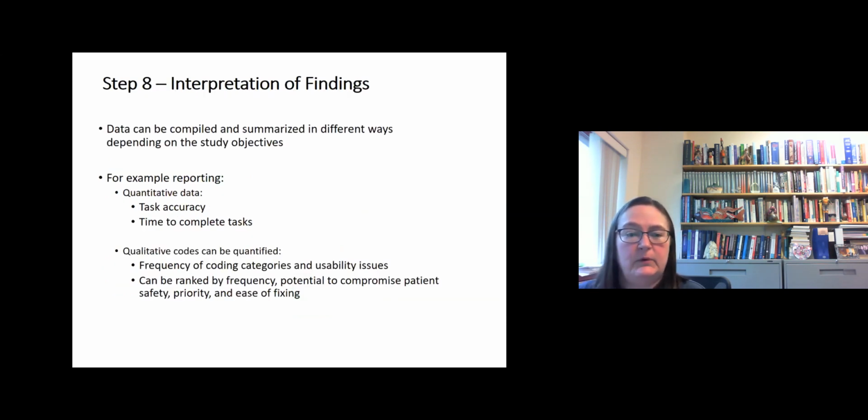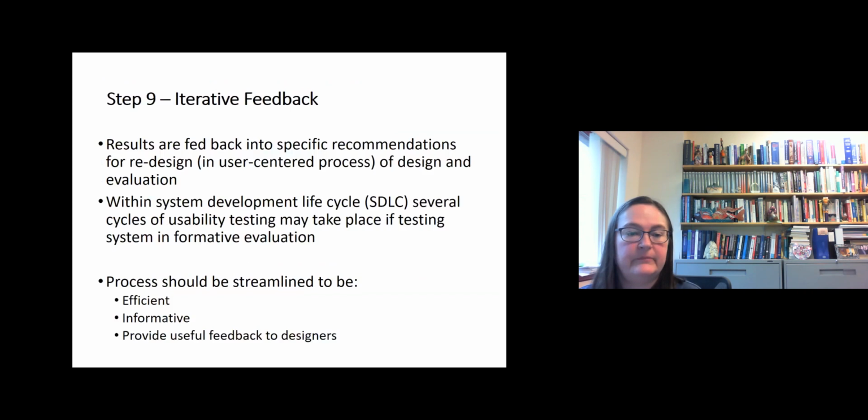In terms of interpreting the findings, the data can be compiled and summarized in a lot of different ways. For example, you might look at task accuracy as a form of quantitative data, time to complete tasks, but then you also might look at all the different qualitative codes and which ones come up, how frequently they come up, and what effect they have on key things that you're studying, such as the ease of fixing that particular aspect of the user interface or even safety.